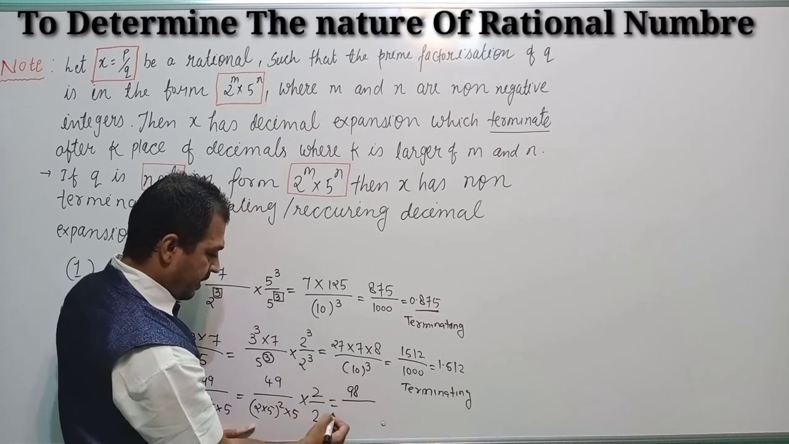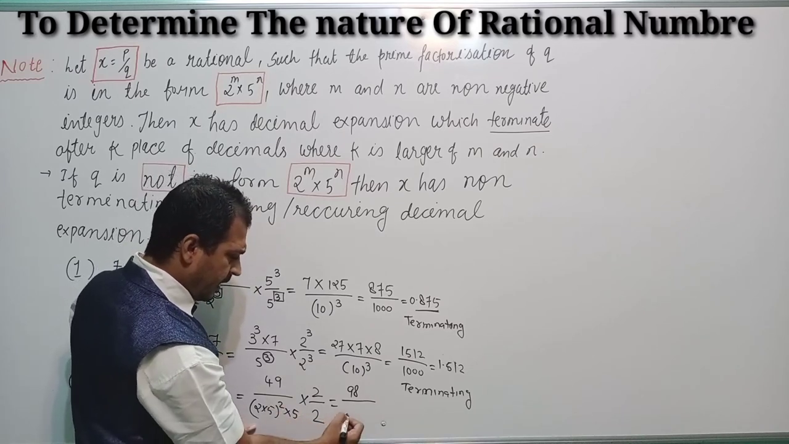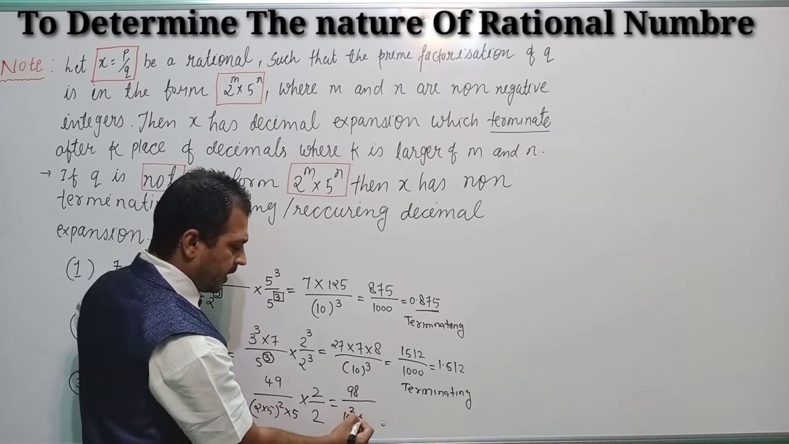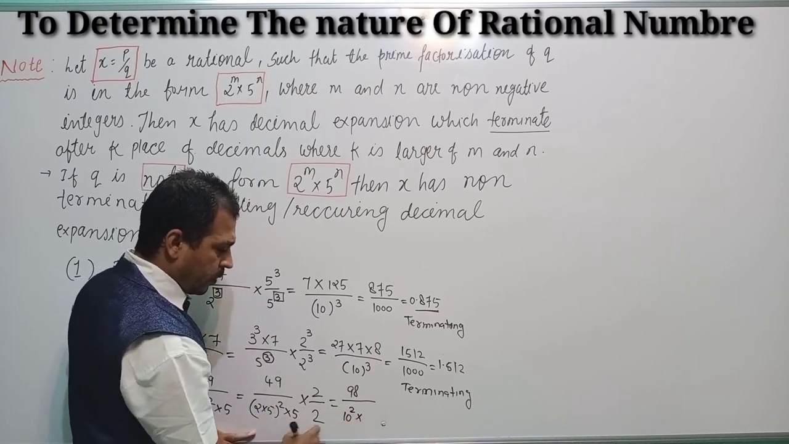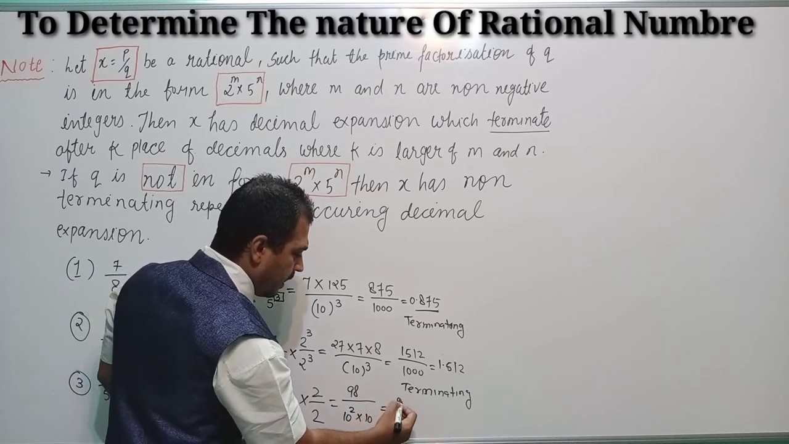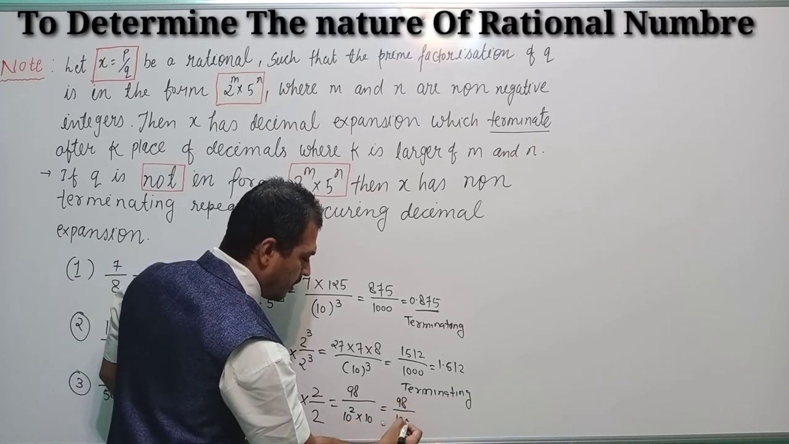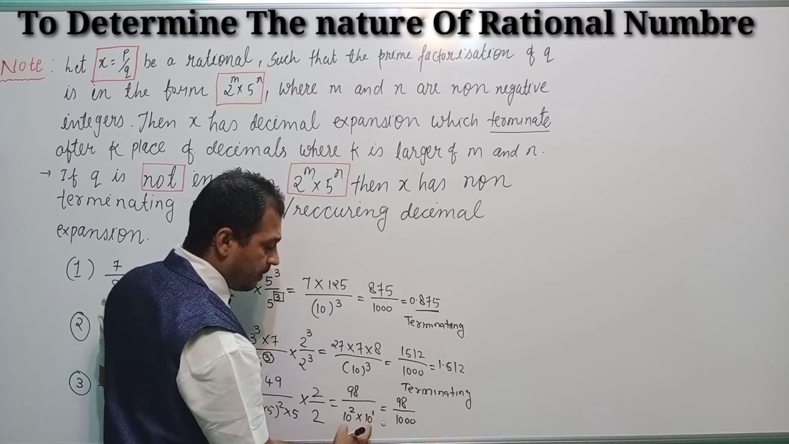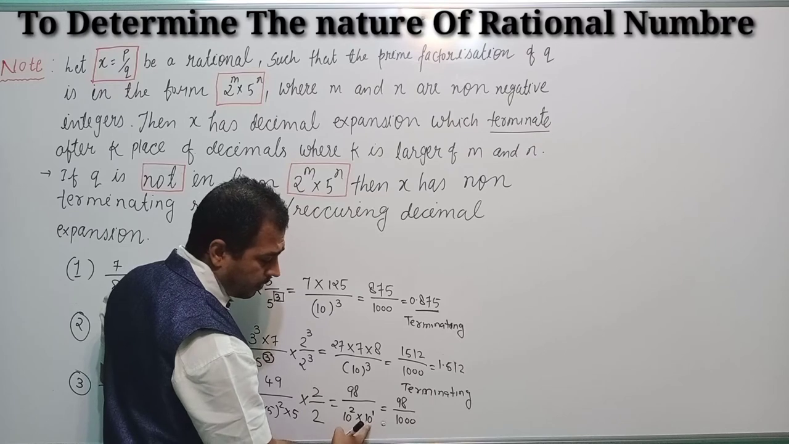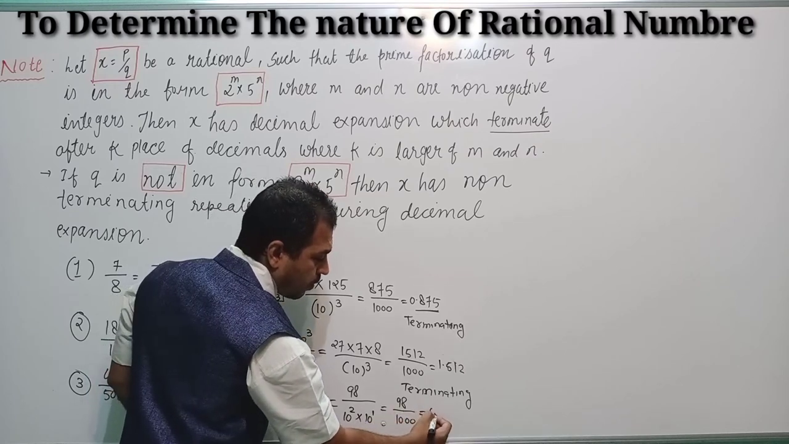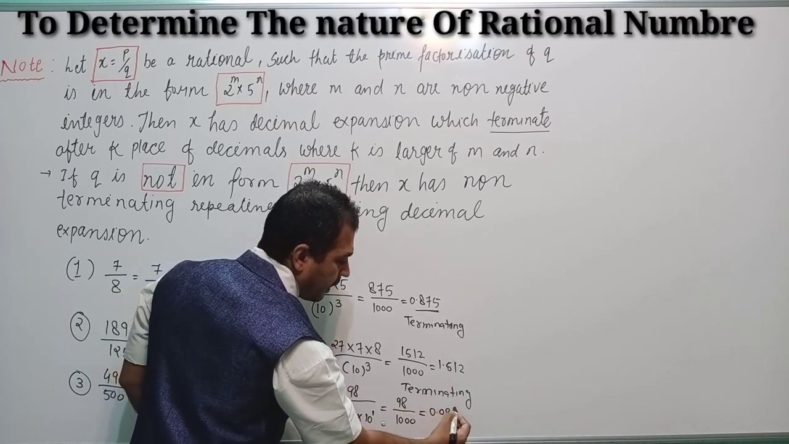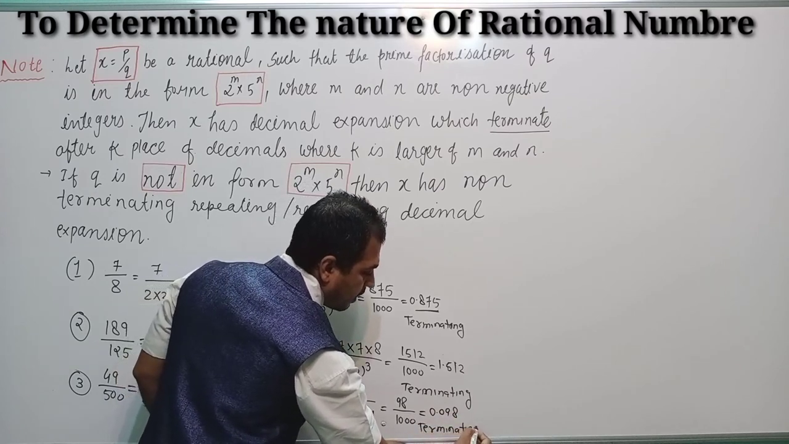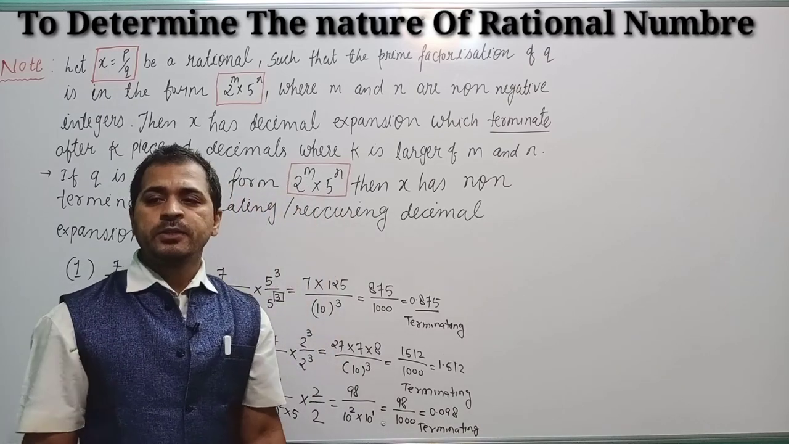98. Right? Here you are getting 2 5s are 10. So this can be written as 2 into 5, whole square means 10 square. 5 into 2, 10 only. So 98 divided by 10 square into 10. So power will be added, means 10 cube. 10 cube means thousands. So 0.098. This is also a terminating decimal expansion. Right, students?